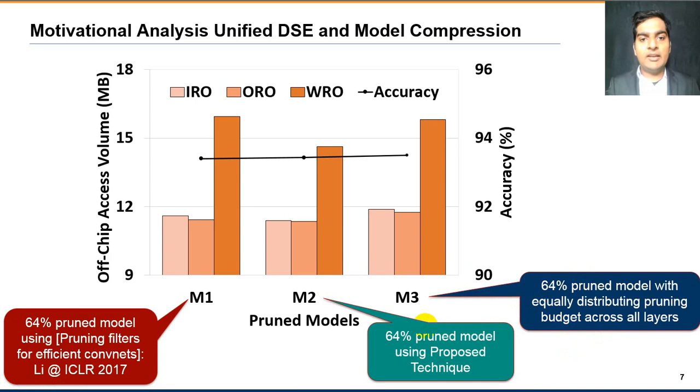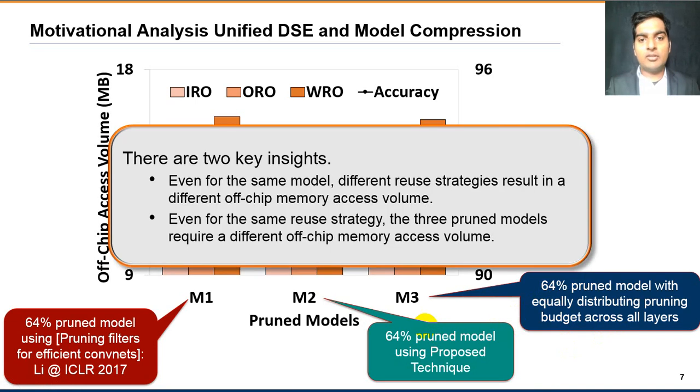Thus, there are two key insights. Even for the same model, different reuse strategies result in different off-chip access volume. And even for the same reuse strategy, the three pruned models require different off-chip access volume.